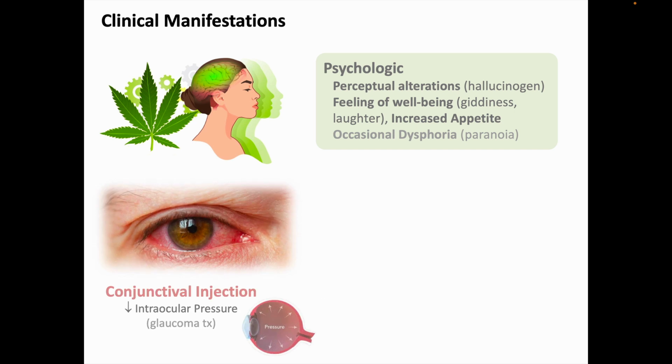Cannabinoids do make your eyes red. The technical medical term here is conjunctival injection. And another ocular effect is to reduce intraocular pressure, which is why cannabinoids can be used to treat glaucoma, a condition where the intraocular pressure is too high.